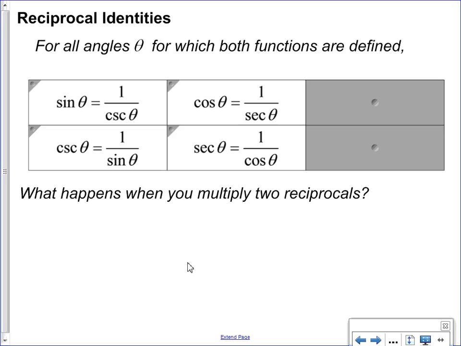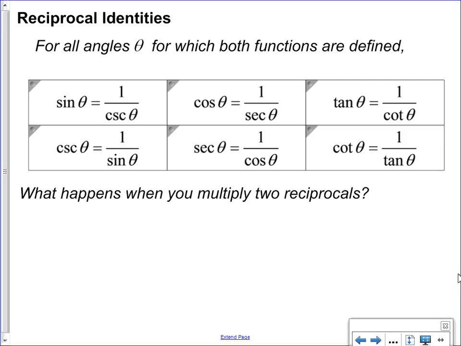Tangent. The reciprocal of tangent is cotangent. So tangent can be rewritten as tan is 1 over cotan. And cotangent is 1 over tan. This is not new, it's just a different way to write what you've already seen before. This just shows that they're reciprocal, so you can write it as 1 over the other thing.